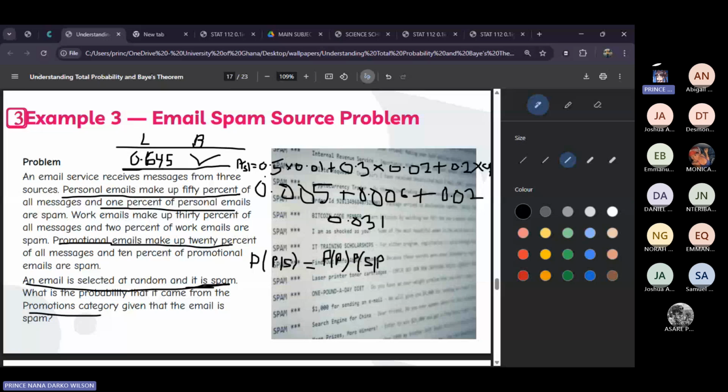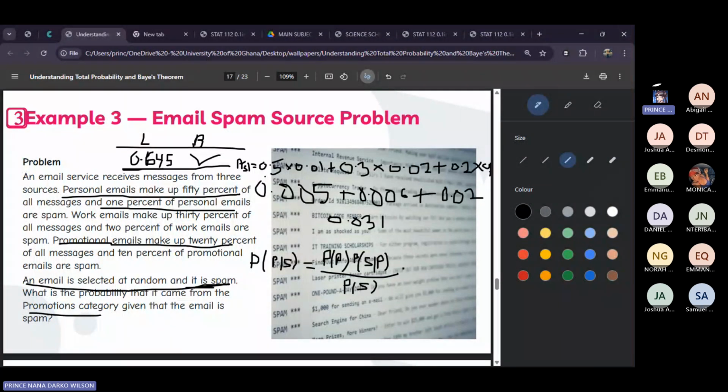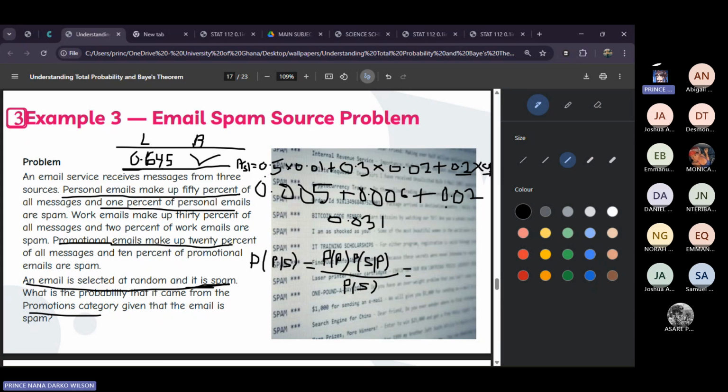All divided by the probability of picking a spam, which we have calculated to be 0.031, by the way. So we are plugging the values into the formula now. The numerator is the probability of picking a promotion spam. According to the question, promotion emails make 20%, and then 10% of them are spam. So that's 0.2 times 0.1, right? For the numerator, and that already gives us 0.02.